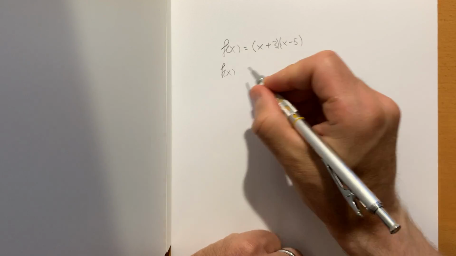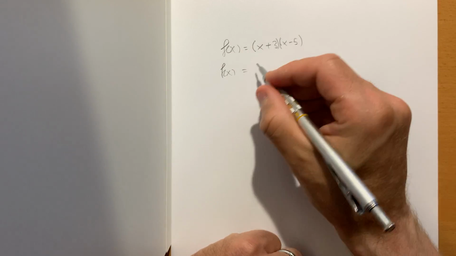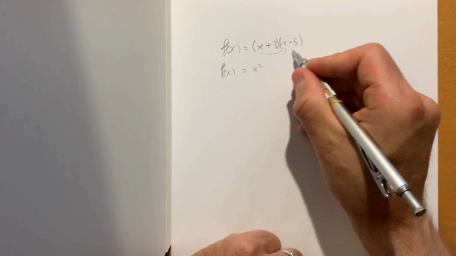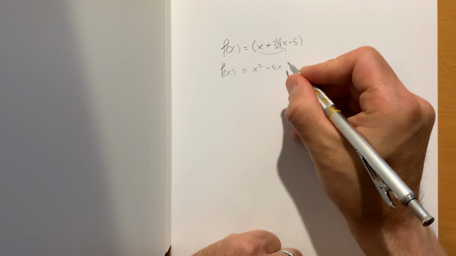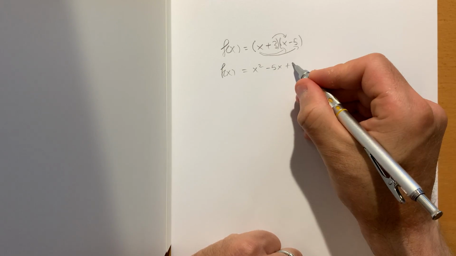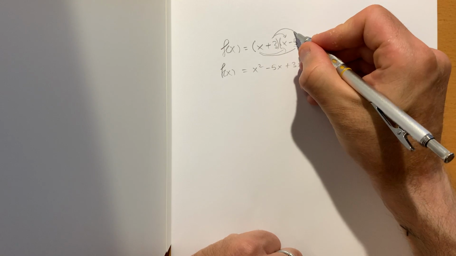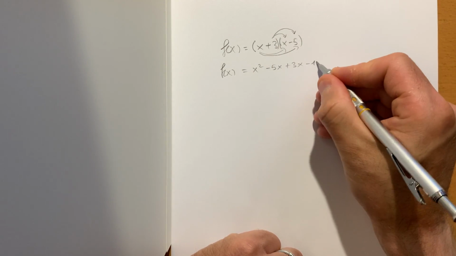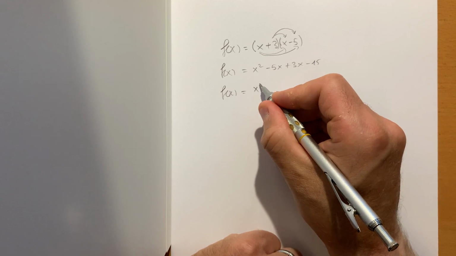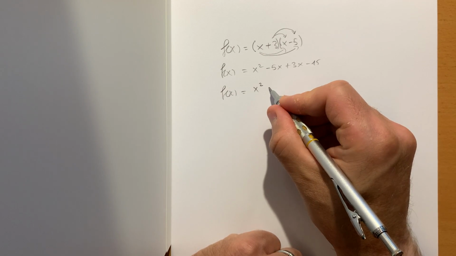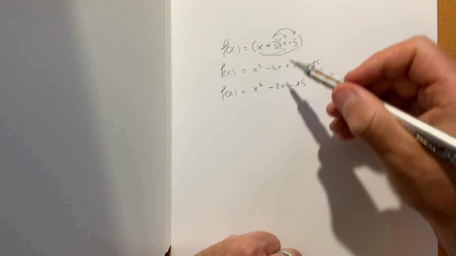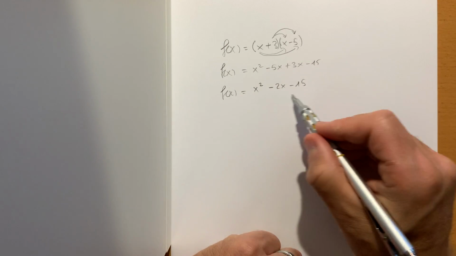Look, you could expand it. Well, x times x here, that's x². x times -5, that's -5x here. Then 3 times x, that's +3x. And 3 times -5, that's -15. Well, let's simplify this a bit, and we'll get x² - 2x - 15. So this is clearly a quadratic function.